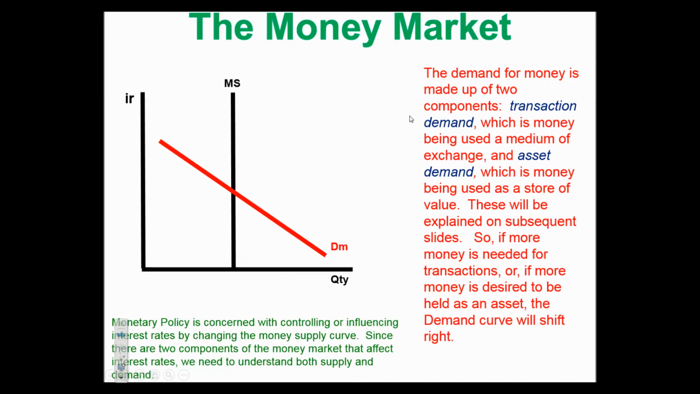So we can just read this: transaction demand. We'll talk about that in a second, but that's just the money we use every day as a medium of exchange when we need to buy things. That's our transaction demand. Then we have the asset demand for money, and this is just money that we want to hold on to, and we're just holding it until we find something better to do with it.